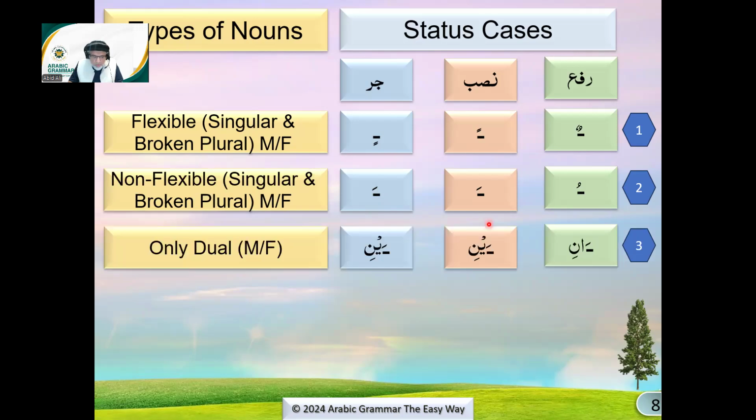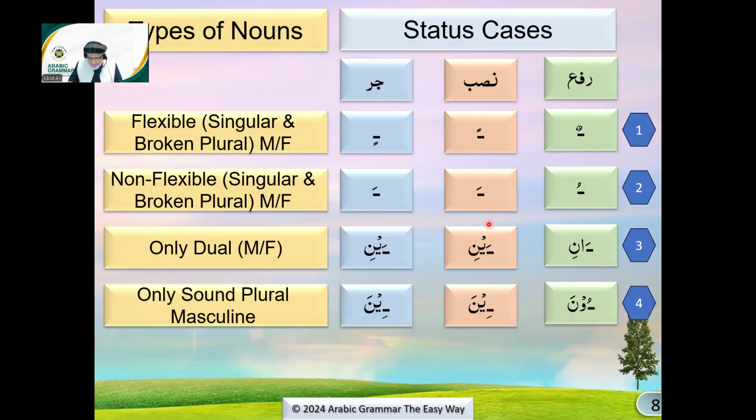But when it comes to the dual, I have the Ani sound at the end of the word as the Rafa sound, and the Aini sound, sorry, not Ina, is the Nasab and Jar. So the good news is both Nasab and Jar have the same Aini sound. In the sound plural masculine, the Rafa is the Una sound and the Nasab and Jar is the Ina sound. Again, both Nasab and Jar are the Ina sound, but the context in the sentence will tell us whether it is Nasab or Jar. And inshallah, we'll look at some examples.